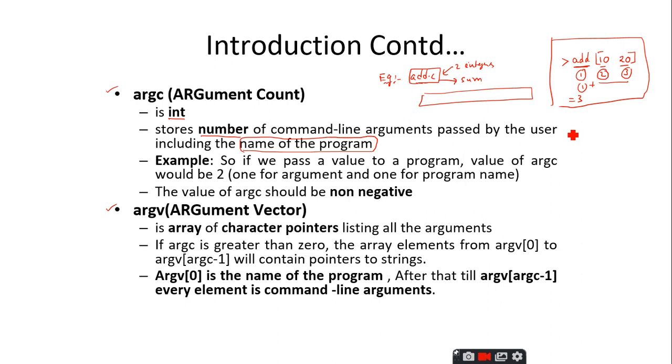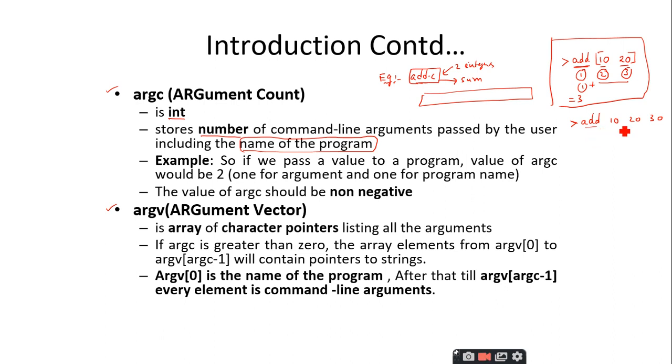Let me take another example where I have a function that accepts 3 integer values and gives the sum of those 3 integer values. I know that the name of the program is one argument, and after that I need to give 3 values 10, 20, 30, and they should be separated with space. So, how you give the inputs in the command line is also very important.